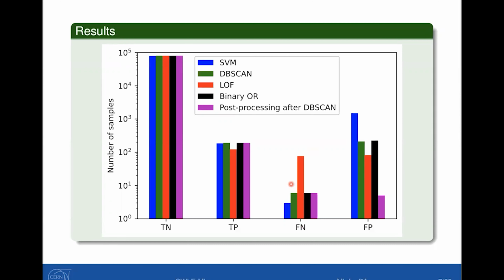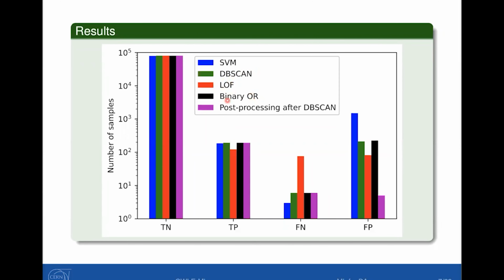On the other hand, DBScan has a nice number of false negatives, only 2 more than the support vector machine. Less false positives, but still quite a lot. But on the other hand, the other two, so DBScan and local outlier factor, okay, the binary OR was just, let's say, take the minimum of these 2. They're more or less on the same level of false positives.